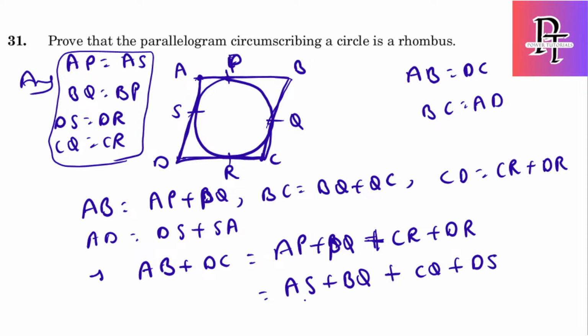Now if you notice, what is AS plus DS and what is BQ plus CQ? AS plus DS is nothing but AD. BQ plus CQ is nothing but BC. So we got AB plus DC is equal to AD plus BC.